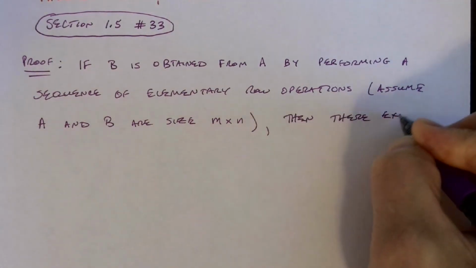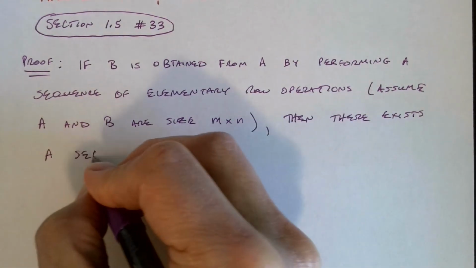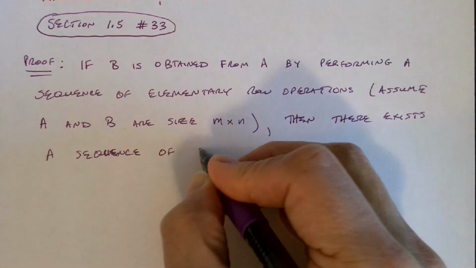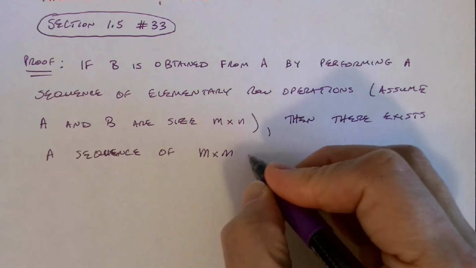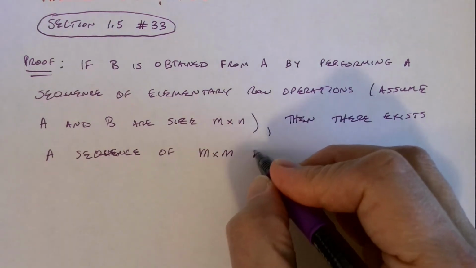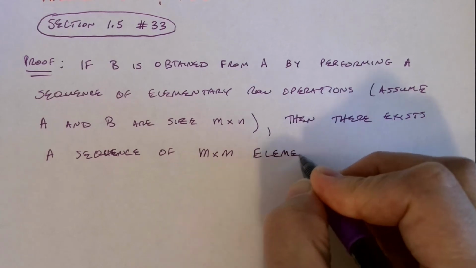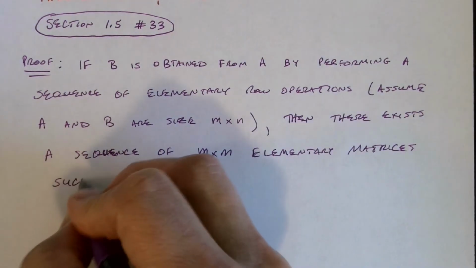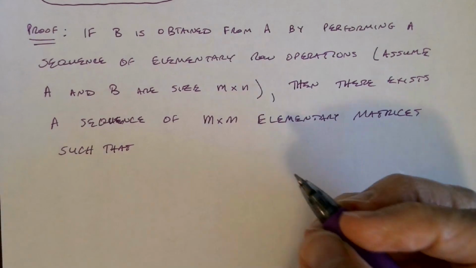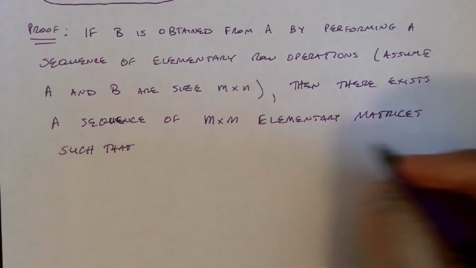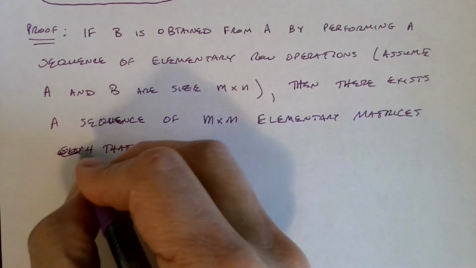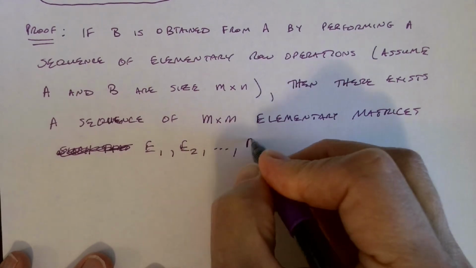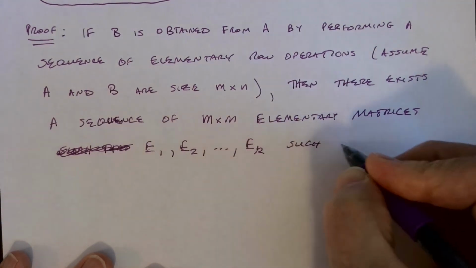Okay, so if this is the case, then there exists a sequence of, and I'll go ahead and say size m by m, elementary matrices such that, I'm sorry, let me get the sequence out first. The sequence of elementary matrices, and we'll call them E1, E2, all the way to EK, such that. Okay, so I want to actually talk about these guys.